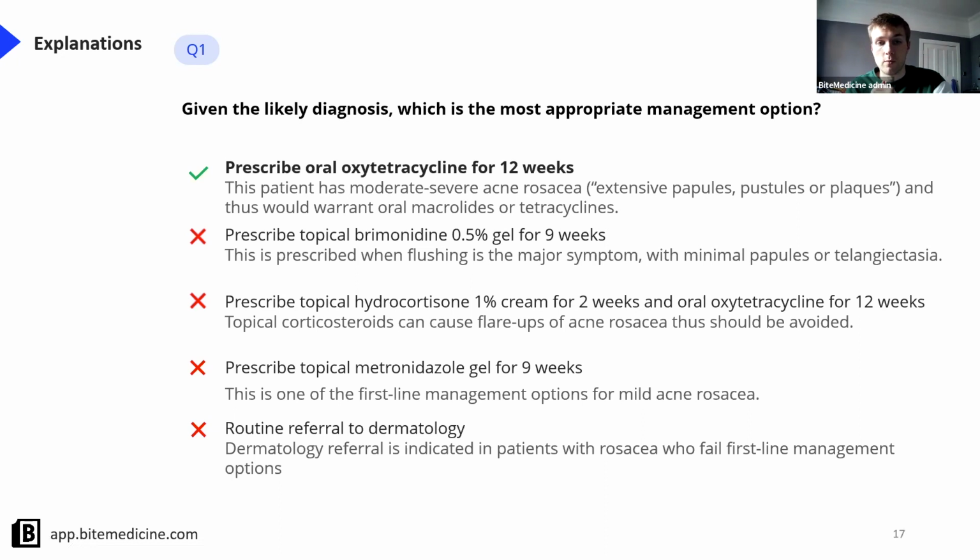So when keeping acne rosacea in mind, and we'll have a bit of a chat about the signs and symptoms of that in a second, topical metronidazole gel for mild cases, oral oxytetracycline for severe cases.